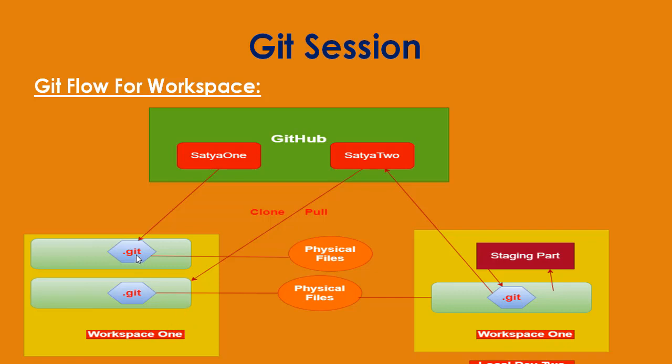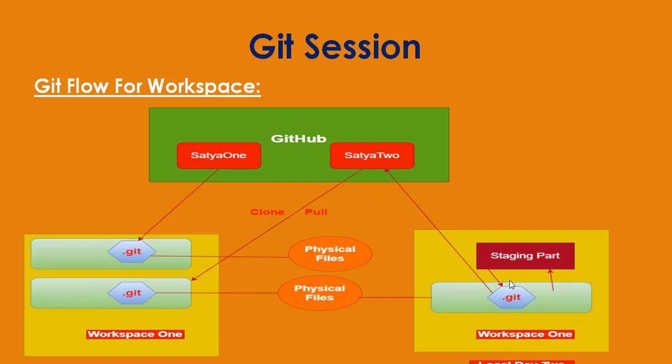Local dev1 contains two .git folders, because I mentioned in the example that local dev1 can work on two projects. That's why it contains two .git folders. The .git folder is nothing but the physical files, and local dev2 contains one .git folder, because local dev2 can work on only one project. That's why it contains one .git folder.